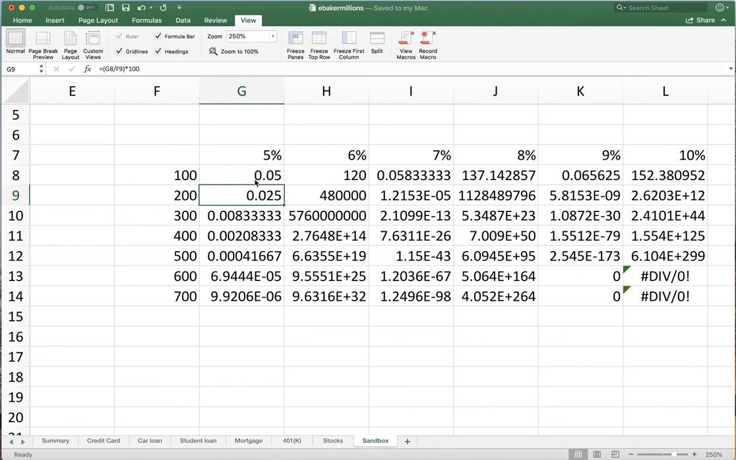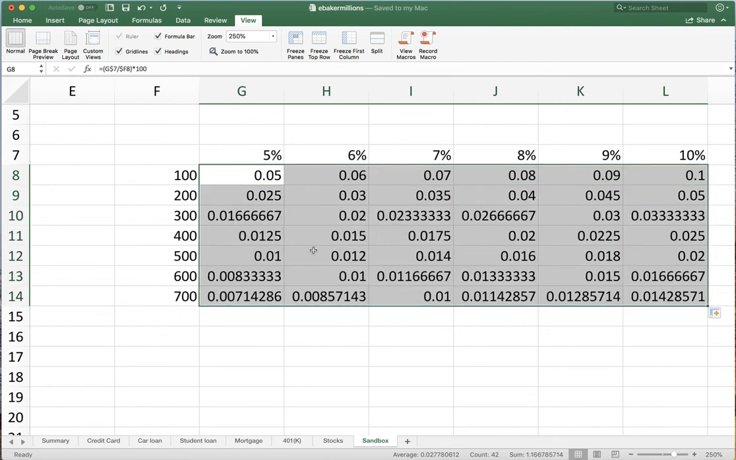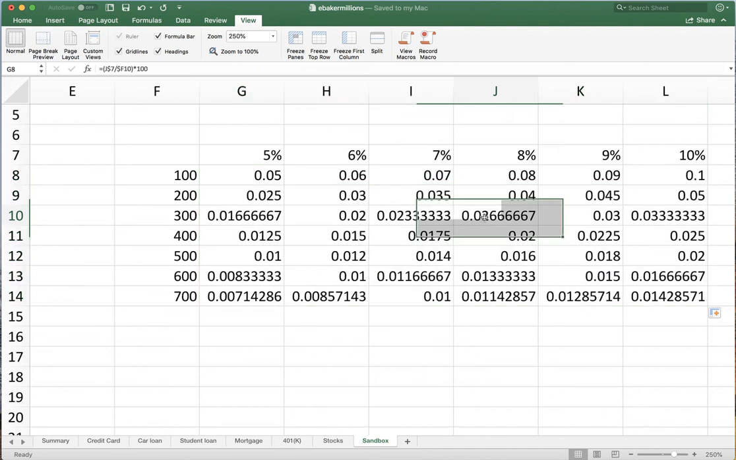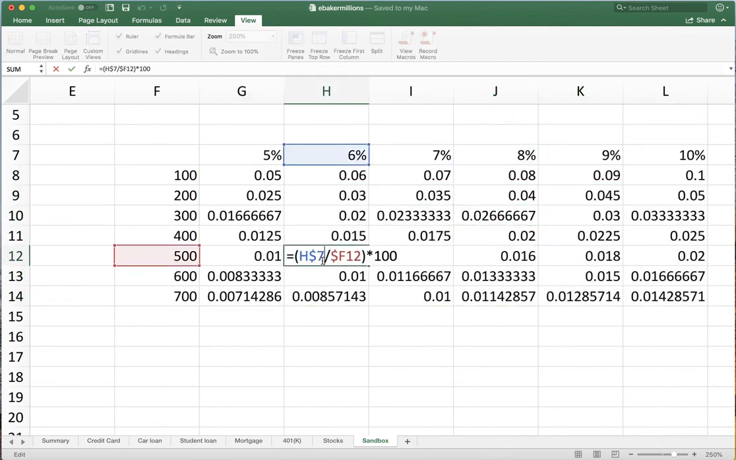Now let's watch what happens when I autofill. You get the same result, doesn't look any different, but when I autofill to the right, and when I autofill down, everything is copacetic, as they say. Even if I get a funky thing, it's still pointing to the proper number. No matter where I go, my audit trail always points to the right number.